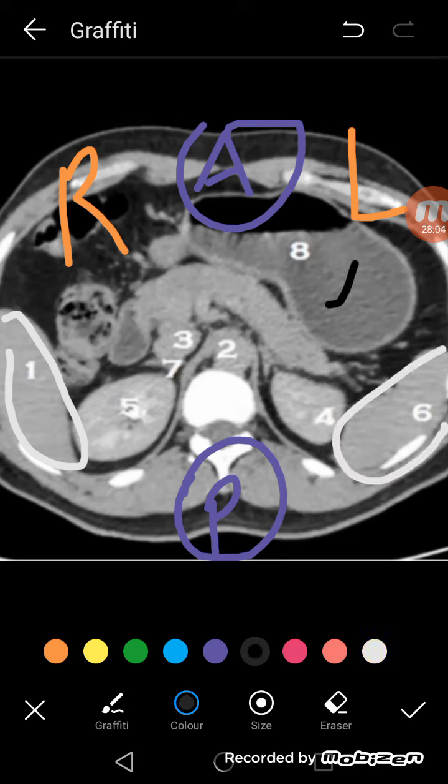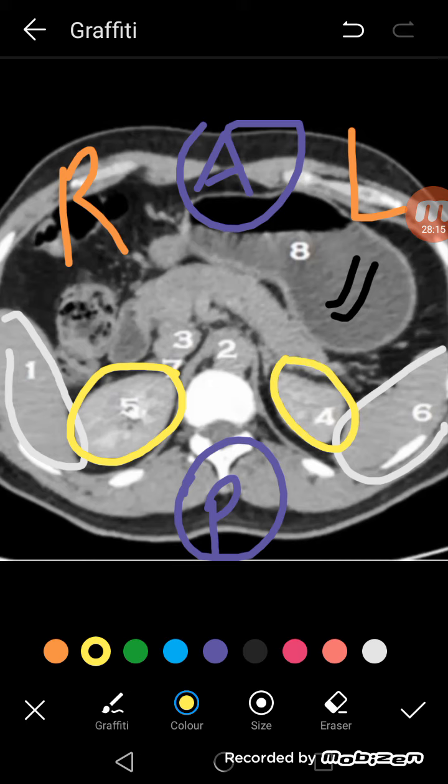Okay, now 8 we have discussed, it was your stomach. What do you think is 5 and 4? This 5 over here and 4 over here, these are respectively the right and left kidneys, retroperitoneal, close to your vertebra. This is your vertebra.